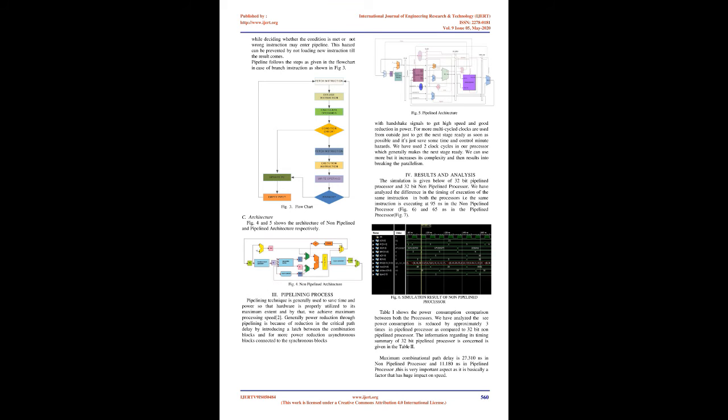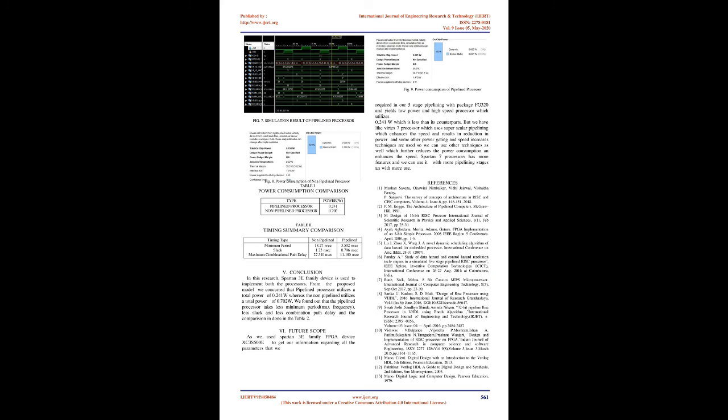Generally, power reduction through pipelining is because of the reduction in the critical path delay by introducing a latch between the combinational blocks, and for more power reduction, asynchronous blocks are connected to the synchronous blocks with handshake signals to get high speed and good reduction in power. For more, multi-cycled clocks are used from outside just to get the next stage ready as soon as possible, and it saves some time and controls minute hazards. We have used two clock cycles in our processor, which generally makes the next stage ready. We can use more, but it increases complexity and then results in breaking the parallelism.